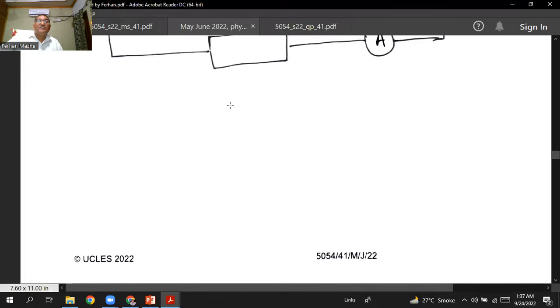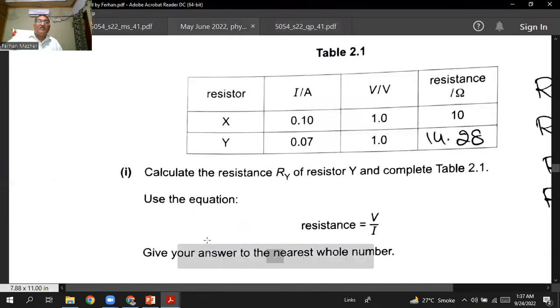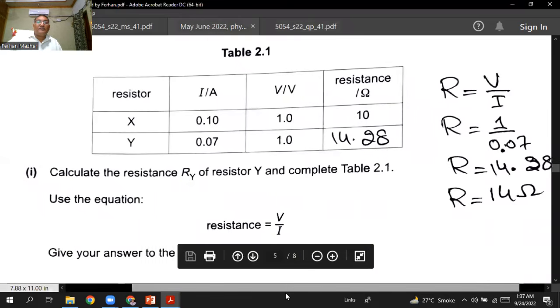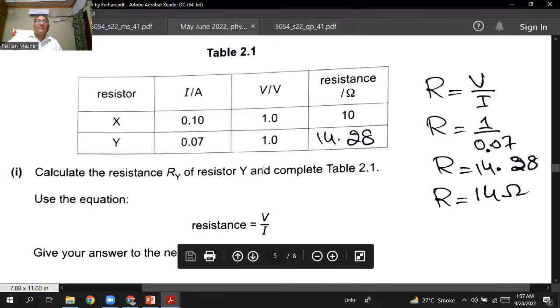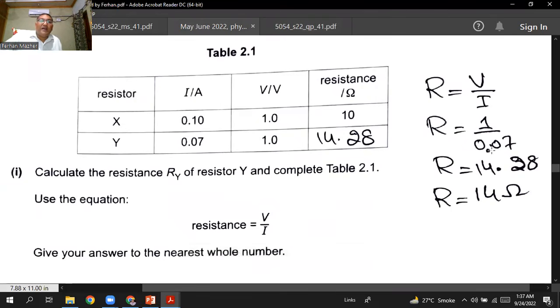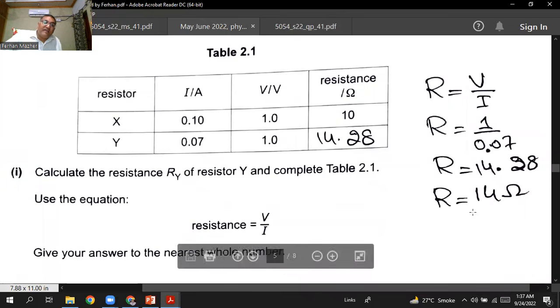Let me show you. Okay, so you can see here, R is equal to V by I. So R will be equal to 1 divided by 0.07. So it will be 14.28. So the resistance will be how much? 14.28 ohm. So I will write here 14 ohm.